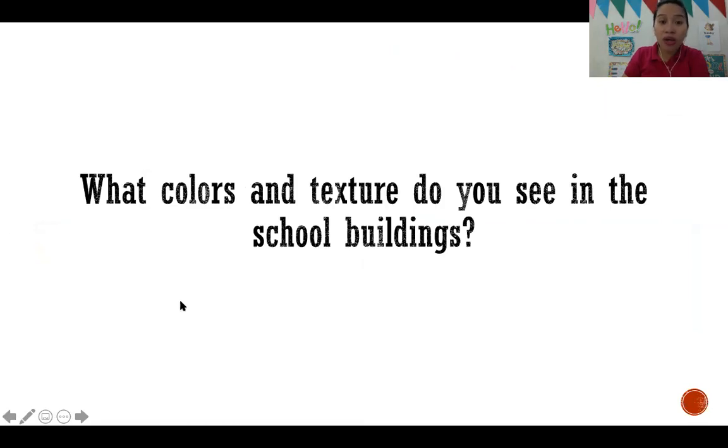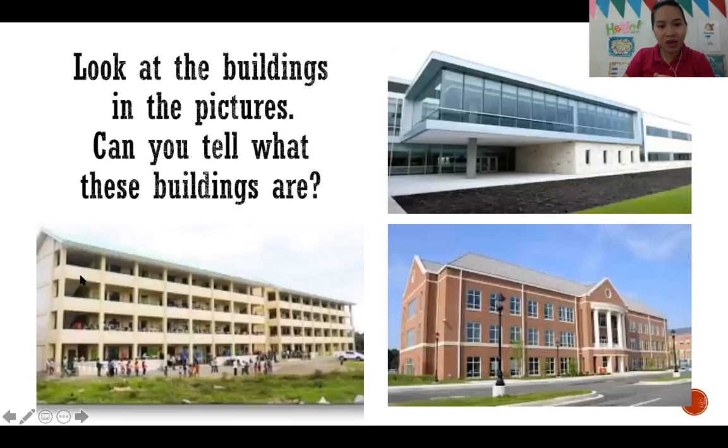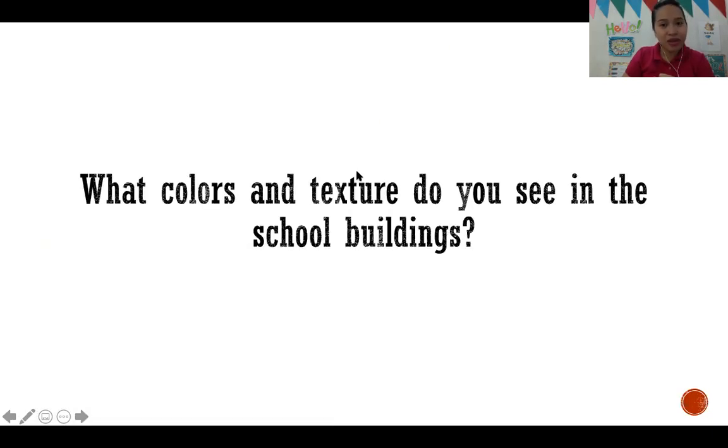Another question. What colors and texture do you see in the school building? As for colors, usually the colors of our buildings are white. Okay? It's white. Like this. There is white, dirty white, and brownish. Right? Yes. So see? Now, let's find out later. What's the texture? Teacher, what's texture? So we'll find out later what texture means. Okay? So let's come here.